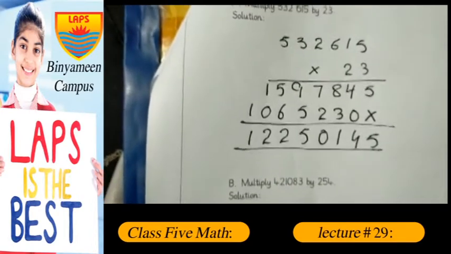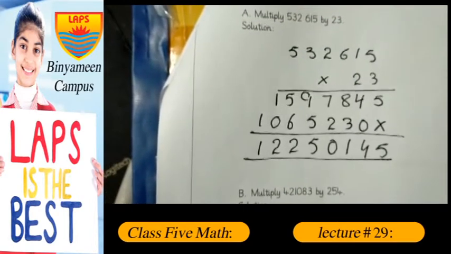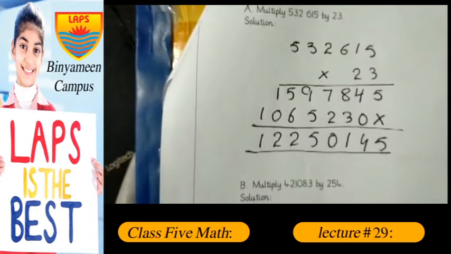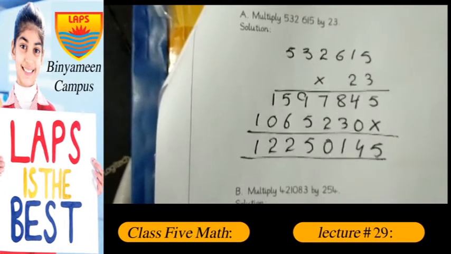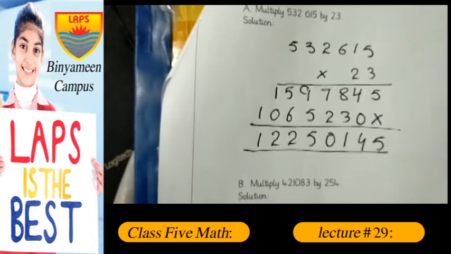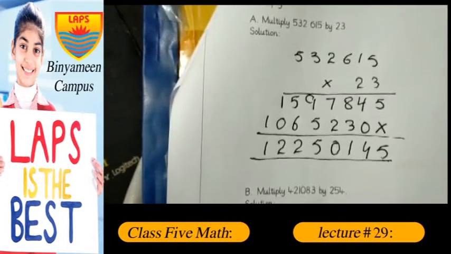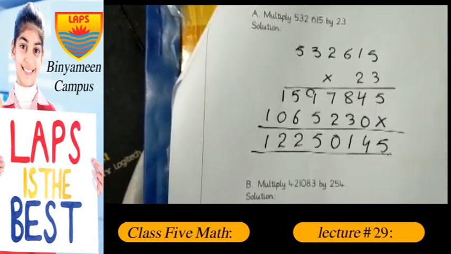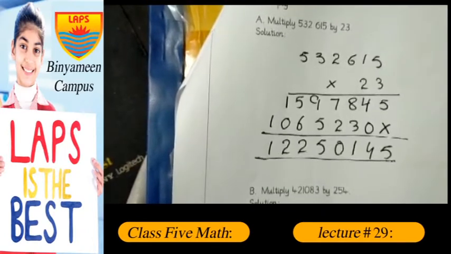Then multiply by 2. 2 5s are 10, 0, 1 carry, 2 1s are 2, plus carry 3, 2 6s are 12, 2, 1 carry, 2 2s are 4, 5, then 2 3s are 6, 2 5s are 10.